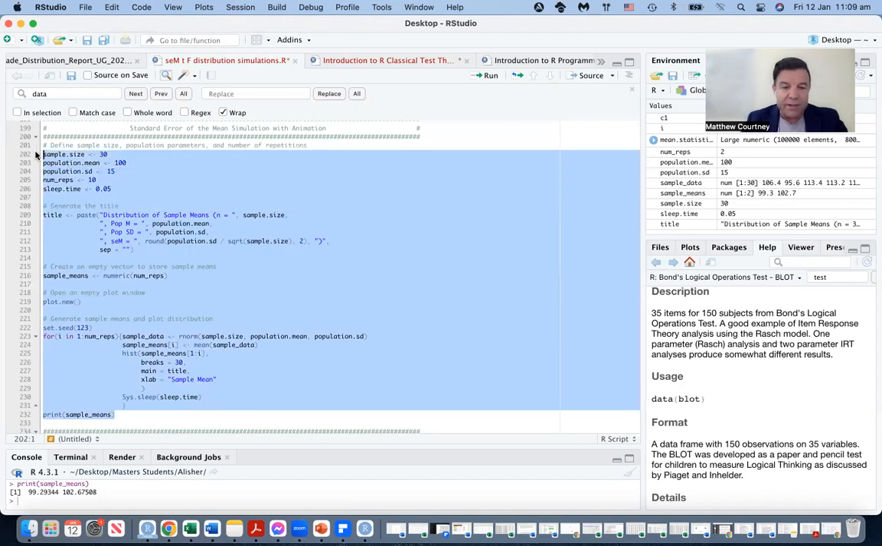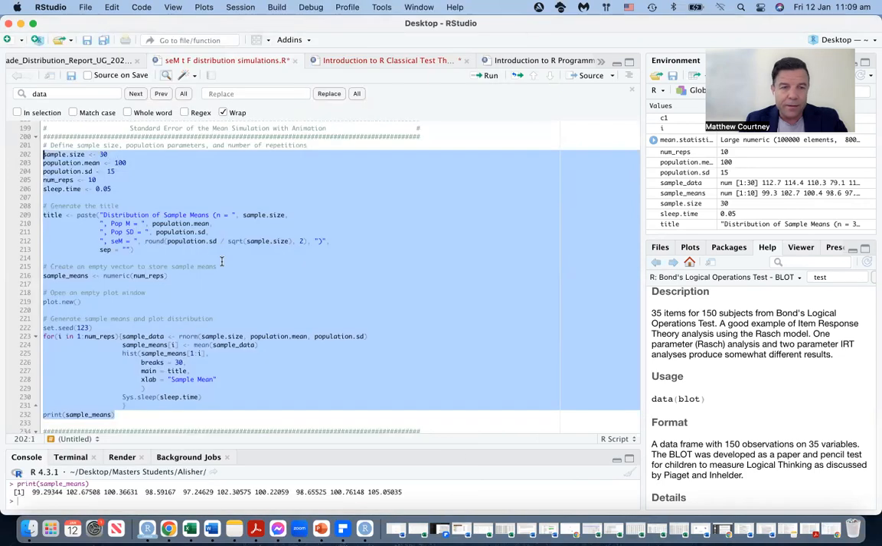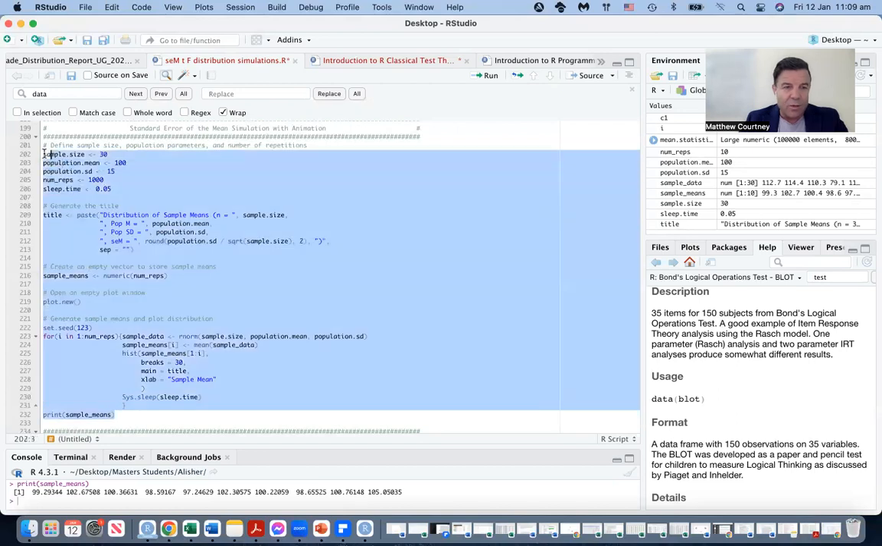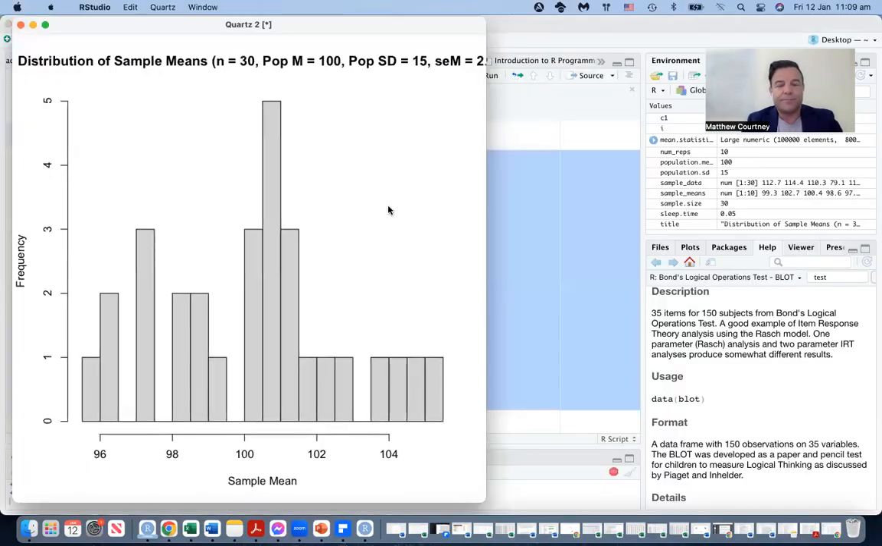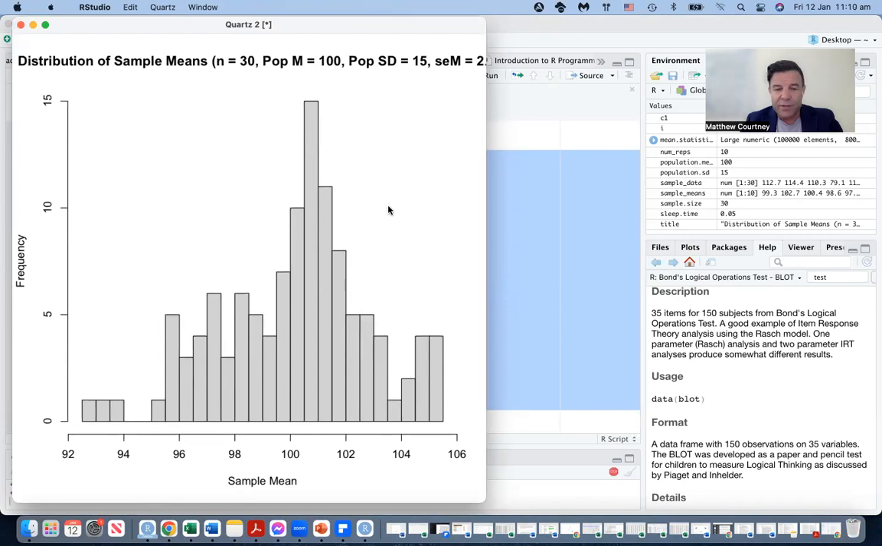So we're running 10 samples of 30 from the known population. Sometimes above, sometimes below, but around the true population mean of 100. We can see that it's graphed here. Let's move to 1000 and watch the distribution of sample means grow in the graph. As we can see, most of the sample means are close to 100, which is what we'd expect. Some are below, some are above.